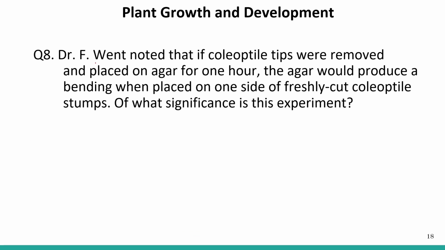The next question is, F.W. Went noted that if the coleoptile tips were removed and placed on agar for 1 hour, the agar would produce a bending when placed on one side of the freshly cut coleoptile stump. Of what significance is this experiment? So what did Went do? He was working on the Avena coleoptile, oat coleoptile. Avena is oat.